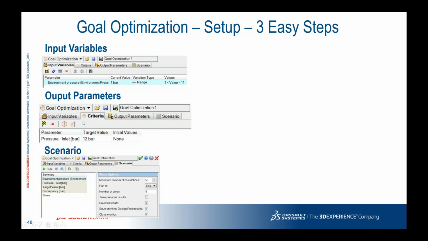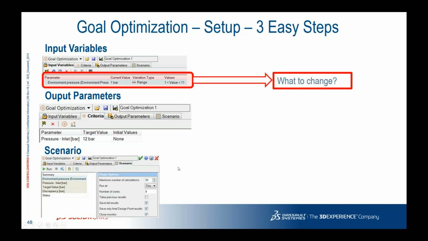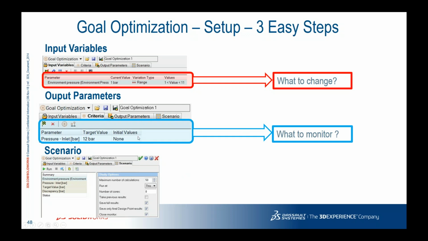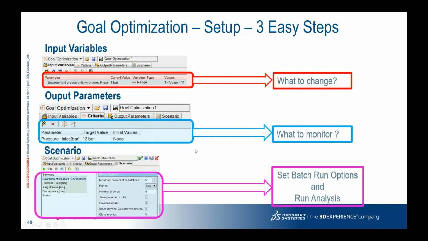We have a criteria to reach. So the pressure at the inlet is 12 bar. So we wouldn't like to have this kind of inlet pressure. And of course, we have to run a scenario, that is the goal optimization scenario. We can define a limit for the number of calculations. We can define how many cores, if we want the full results, and so on. Okay. So basically, to summarize, this is what to change inside the analysis. This is what to monitor and to achieve, and those are the options for the run.